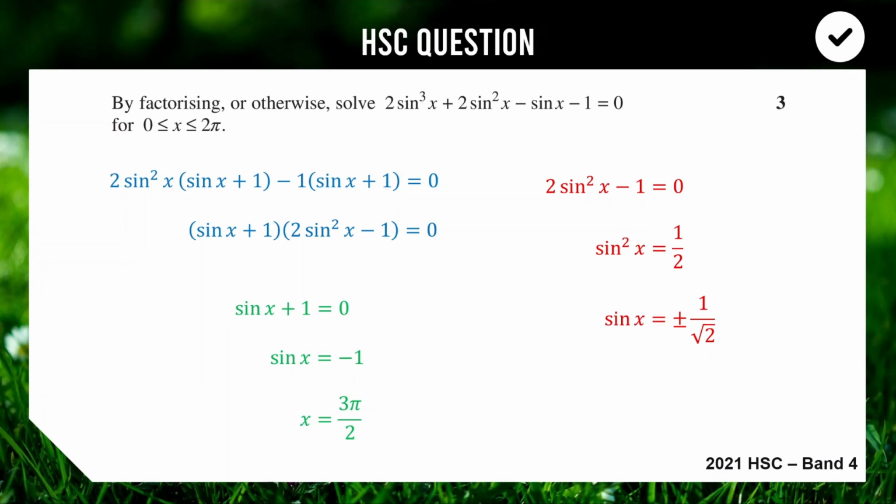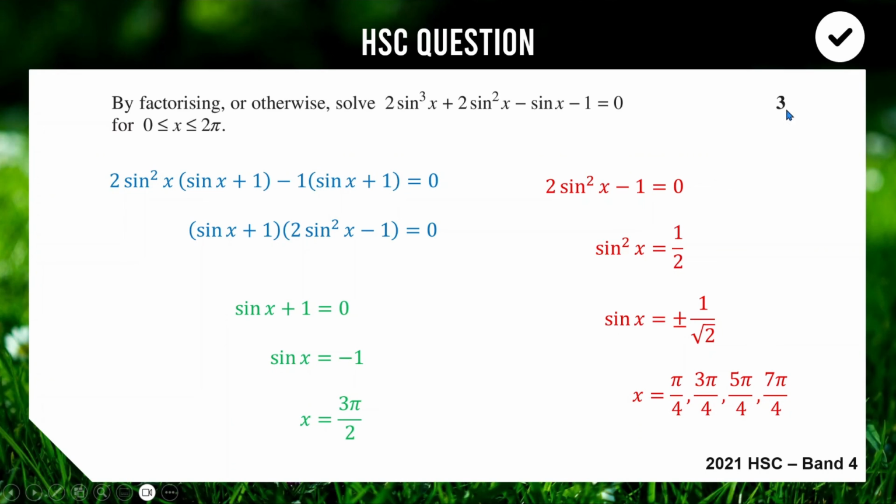Now thinking about where sine x is equal to 1 over root 2. 1 over root 2 is the fraction that we get from the magic number of 45 degrees, aka pi on 4. And because we are plus minusing once again, it's going to be in every quadrant. So we're going to have 45 in quadrant 1, quadrant 2, quadrant 3, and quadrant 4.